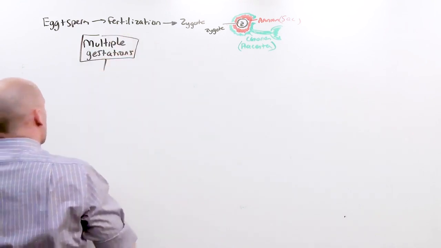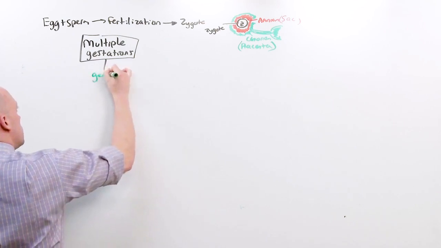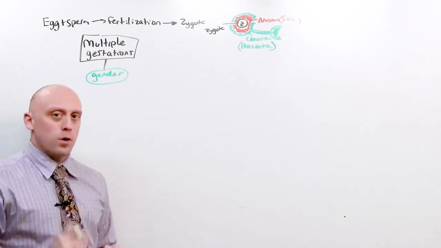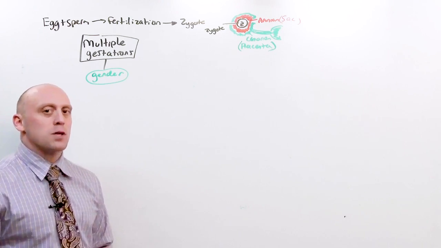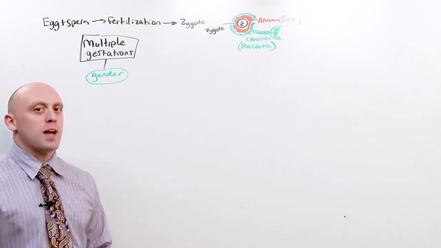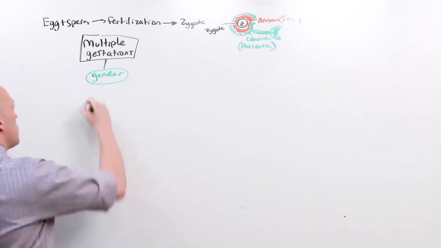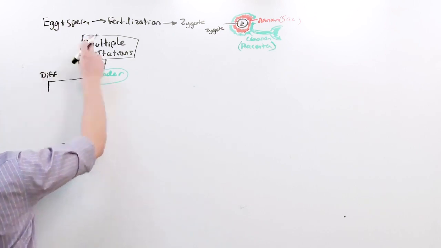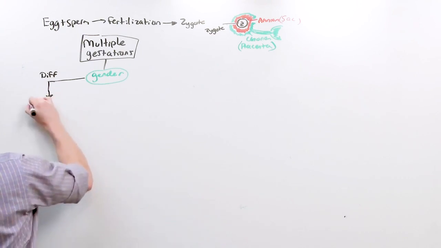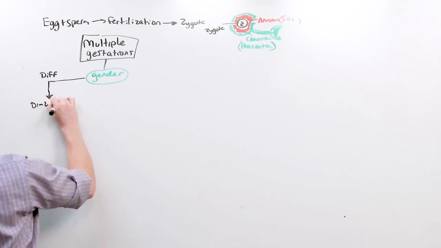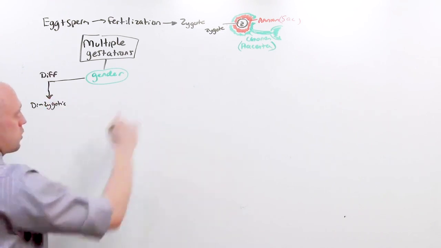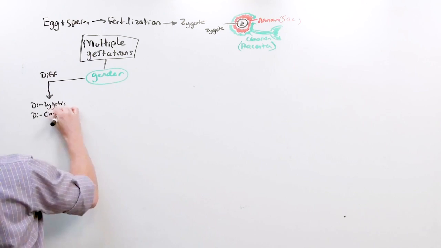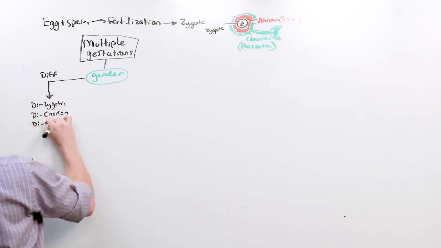The first thing you're going to do is look at the gender. Because if the twinning came from one fertilization, the genetic material must be the same, and therefore they must have the same gender. So if you see different genders, you know that it must have come from two separate fertilizations. That means it is dizygotic. And if it's dizygotic, there's no way to share the amnion or the chorion, so it is also dichorionic and diamniotic.